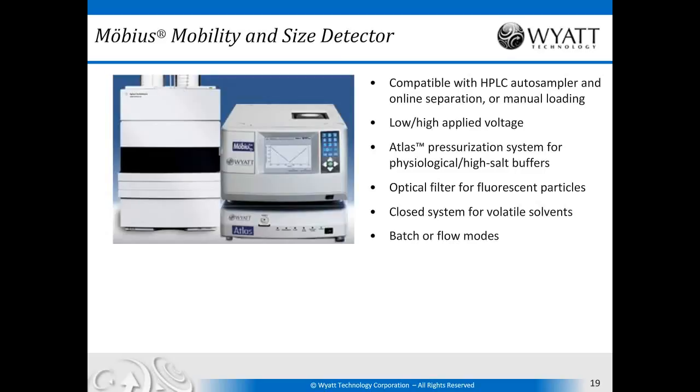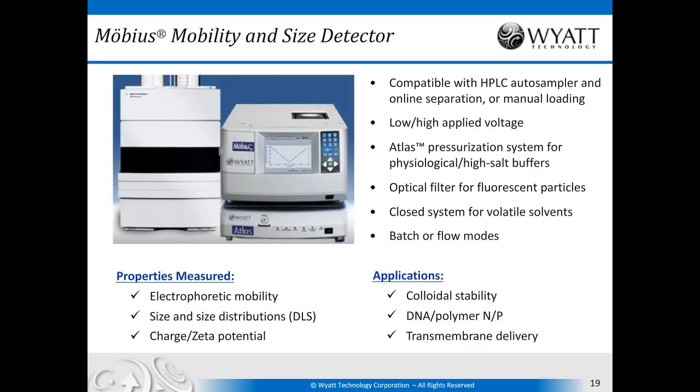And so MP-PALS utilizes the instrument known as the Möbius, which measures both dynamic light scattering and electrophoretic light scattering. It does include a flow cell so that you can automate it using an autosampler. You can connect it to an online separation technique, or you can load it manually. It offers an accessory known as the Atlas, which pressurizes the cell and allows you to make zeta potential measurements in high salt buffers. It also has an optical filter in case your particles fluoresce. If you have volatile solvents, it's a closed system, and you can operate in both batch and flow modes.